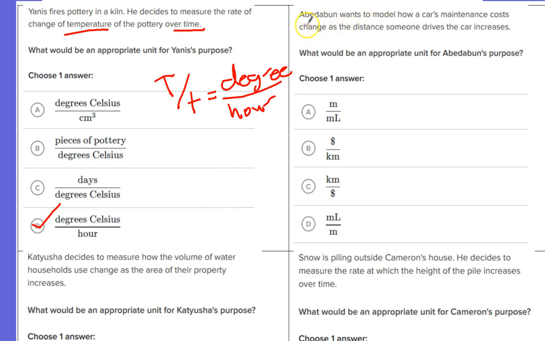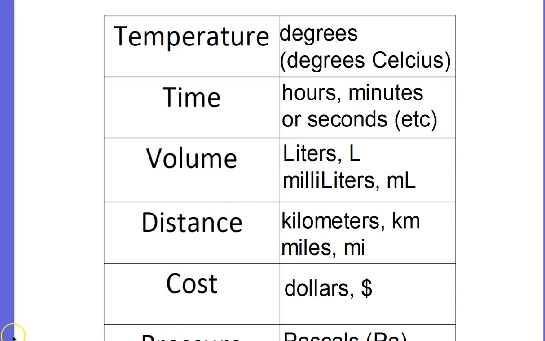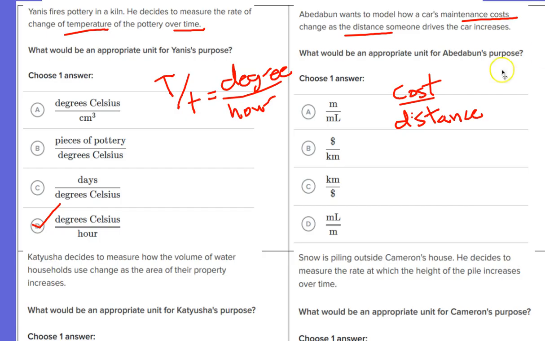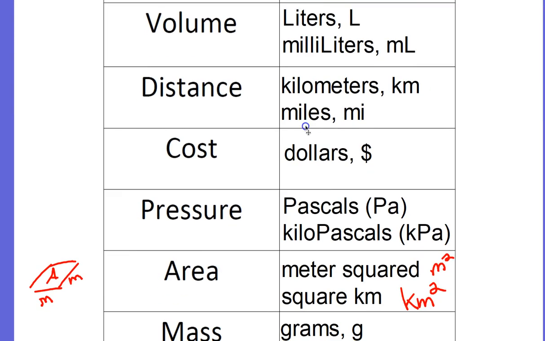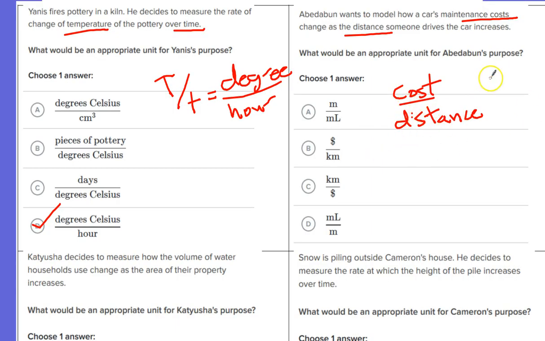Abadaboon wants to model how a car's maintenance costs change as the distance someone drives changes. Okay, so cost over distance. I'm going to look back at my table again, so don't yell at me. So let's see, it was cost over distance. Cost is dollars and distance is kilometers or miles. So that's going to be dollars per a distance, which is like a kilometer or a mile. And so it's this one here.